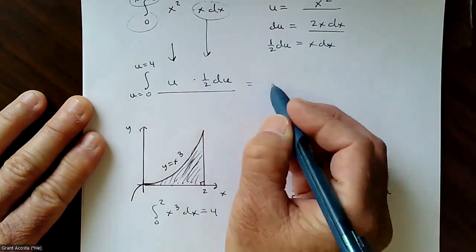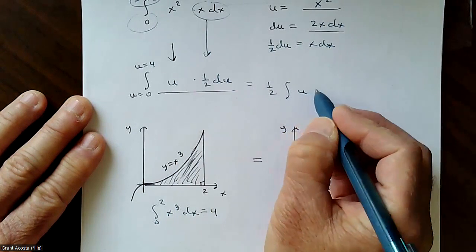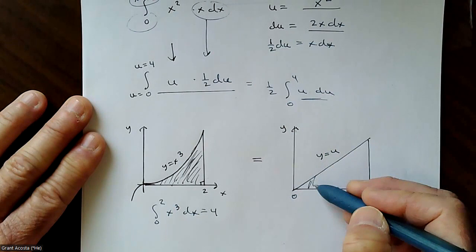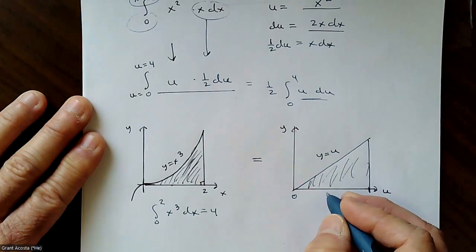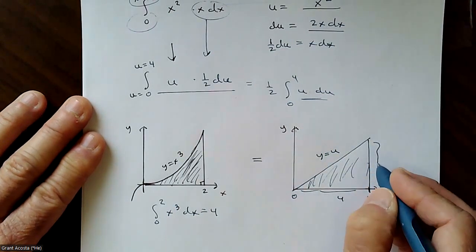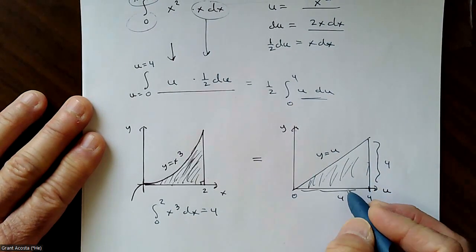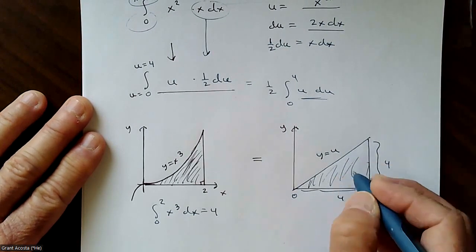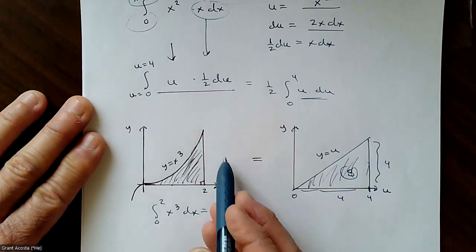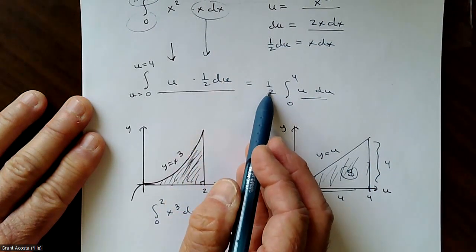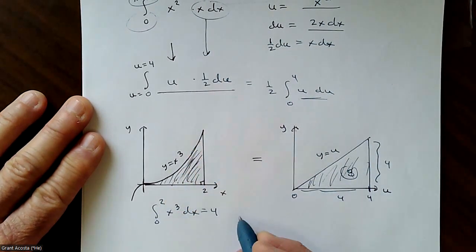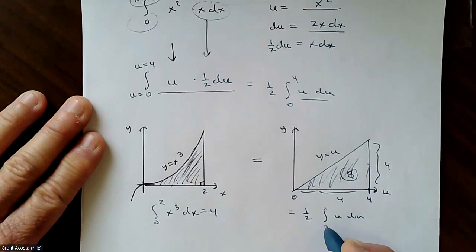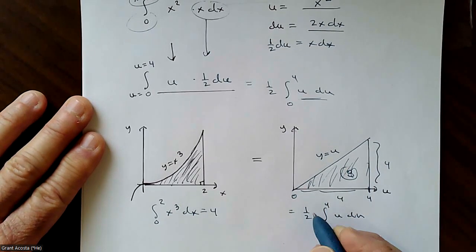And I can always remember that 1/2 could be brought out of the integral. So this is the area of this triangle right here, which is a triangle that is 4 by 4. The area of that triangle is 1/2 base times height, which is 8. But if I took this area and multiplied it by 1/2, I would get the correct answer, right? This is 1/2 the integral of u du from 0 to 4.